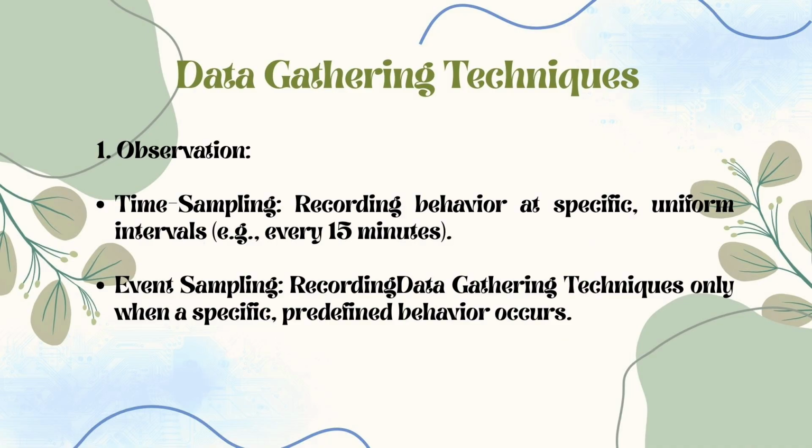So first is observation. So observation is very, I know nga kabalo mo sa observation. So simply observing your surroundings, kung si mga hitabo sa imong surroundings, sing ana observe ka, is the easiest way man. Then there are 2 types of observation: the time sampling and event sampling. When we say time sampling, it records behaviors at specific uniform intervals.